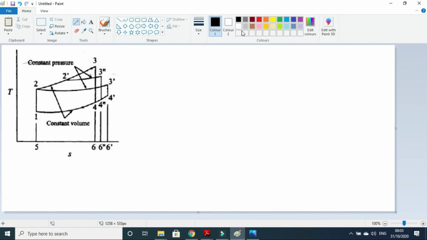So now you can see that 4 to 1 is the heat rejection process curve of the Otto cycle. 4 dash to 1 is the heat rejection process curve of the diesel cycle, and this is the longest process curve. You can see the red one is the shortest and the blue one is the longest, and the dual cycle process curve is in between.